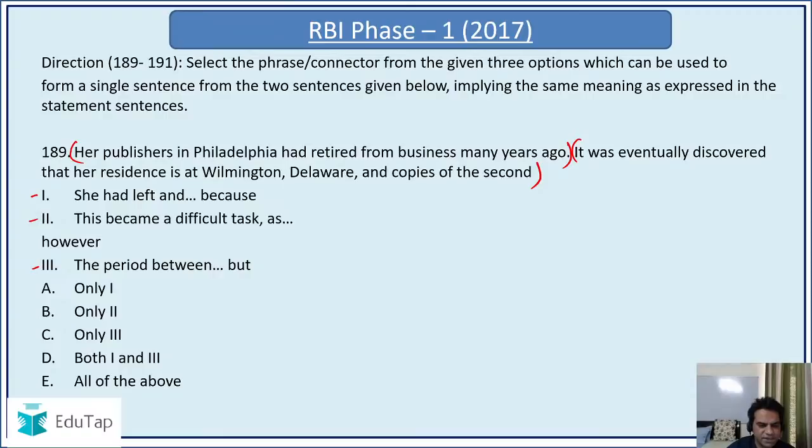This became a difficult task as her publishers in Philadelphia had retired from business many years ago. However, it was eventually discovered that her residence is at Wilmington, Delaware, and copies of the second were found there. I don't think this sentence is complete here. I think there is some part missing from this sentence, right? What do you say, guys?